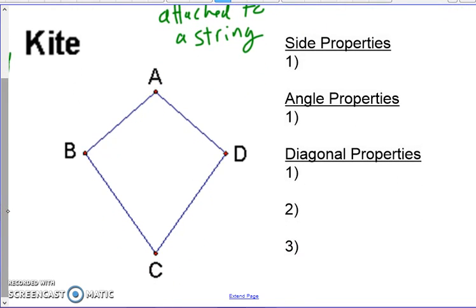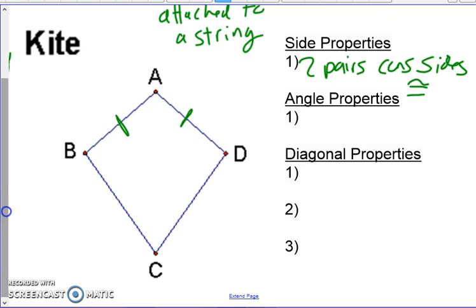Okay, side properties. So for a kite, you're going to have two pairs of consecutive sides that are congruent. That means that the sides that are the same are next to each other. So those sides would be congruent, and these sides would be congruent. I'm going to skip down to diagonal properties. So your two diagonals in a kite are going to be perpendicular.